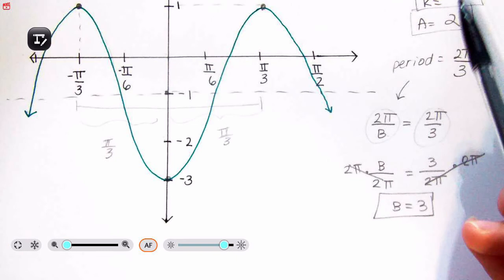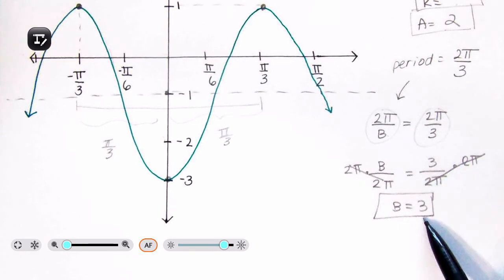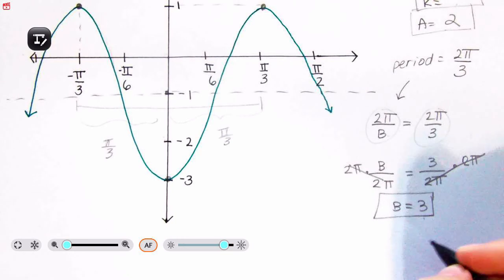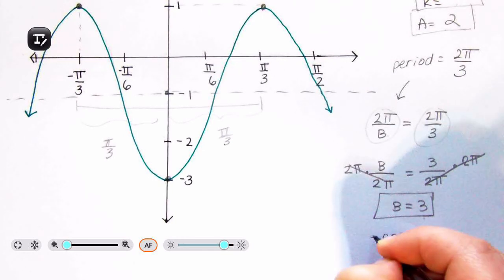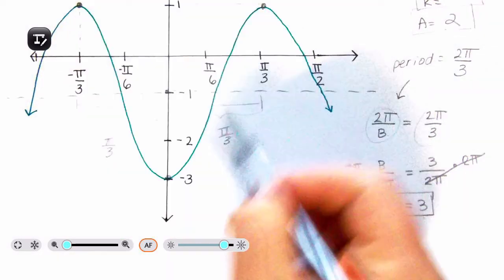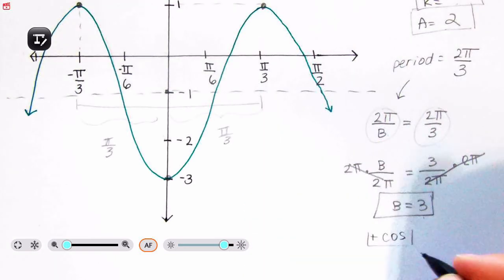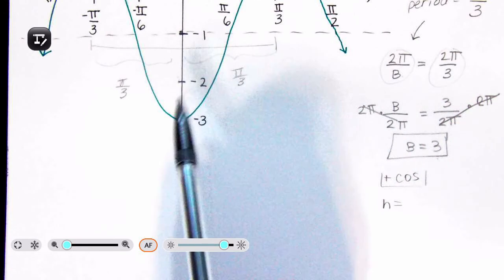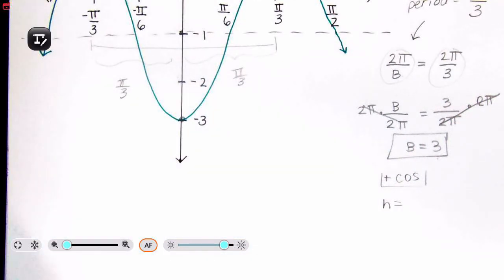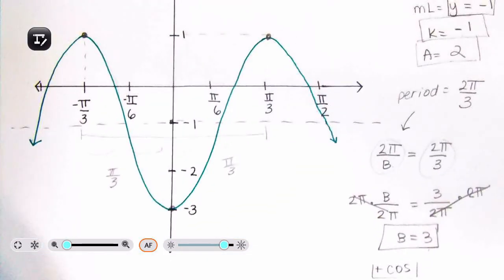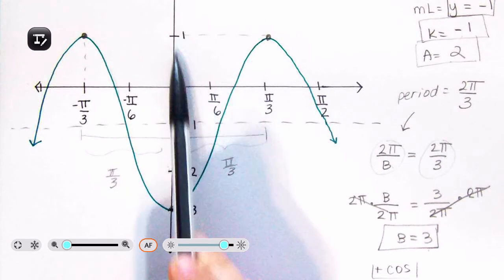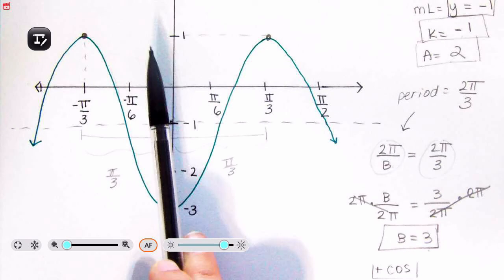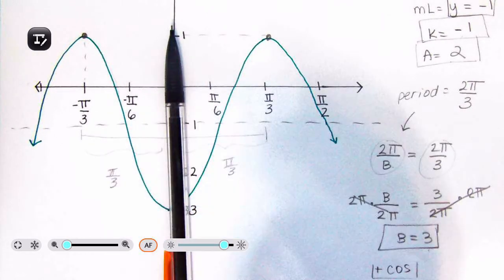We have our k, we have our a, we have our b. Now we are working with our cosine, positive cosine because it's going down, and we need to know what our phase shift, or our h, is. So again, sine and cosine, the parent functions, start at 0. So they start on the y-axis. So if it is not on the y-axis, we have to figure out by how much it shifted.